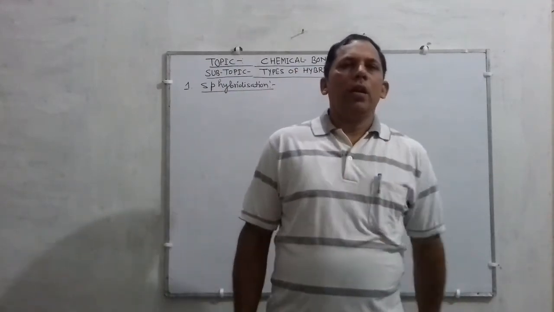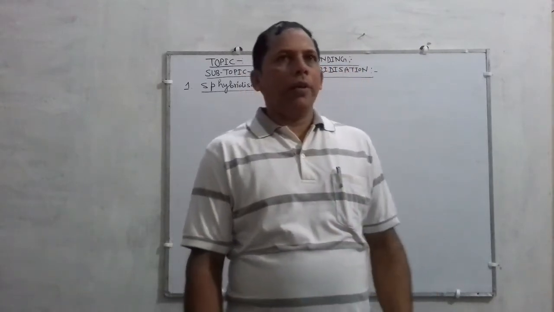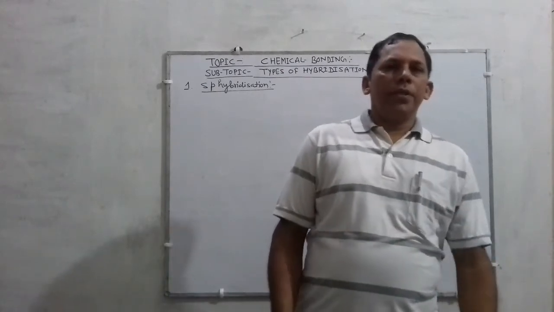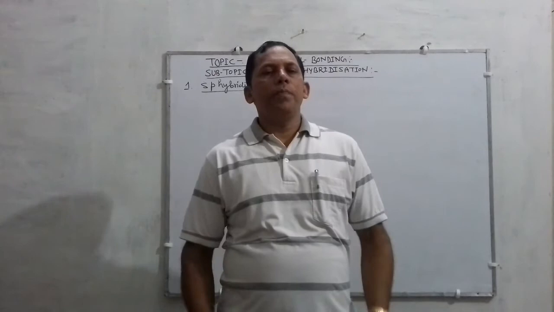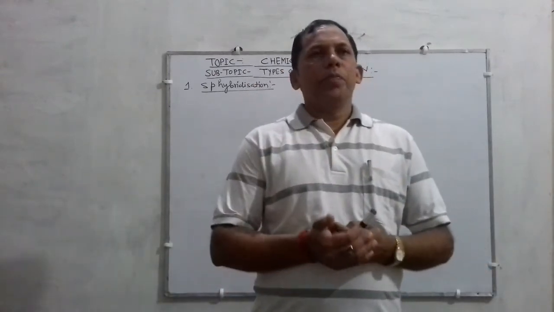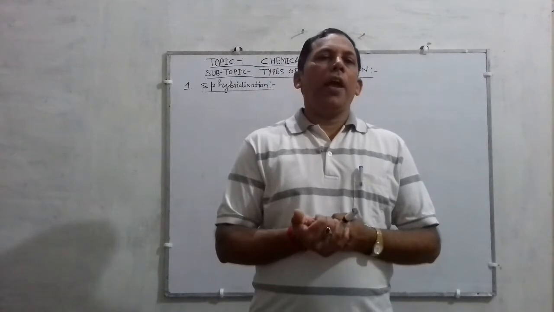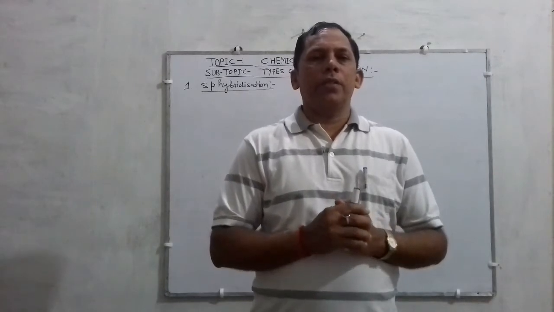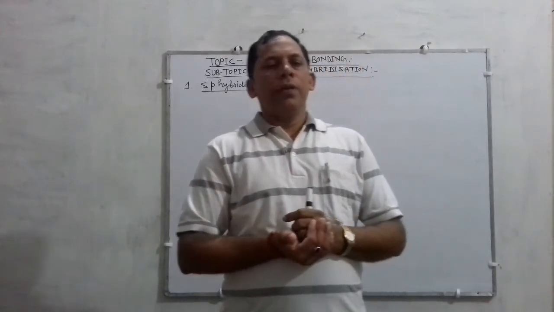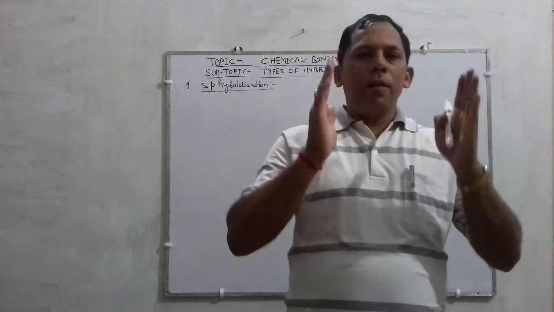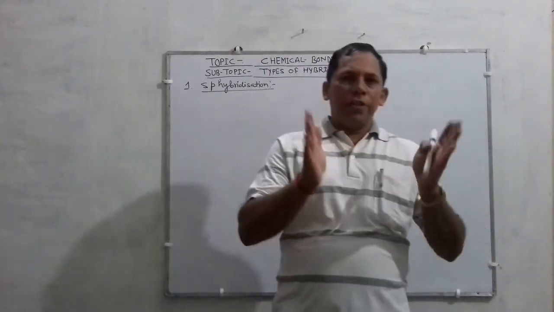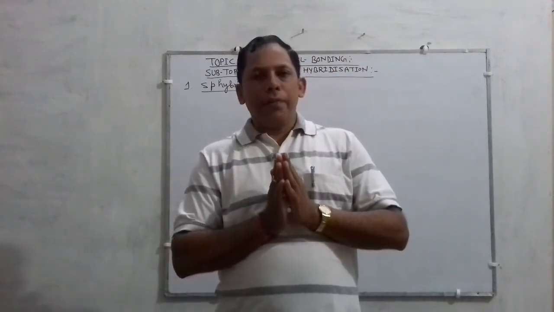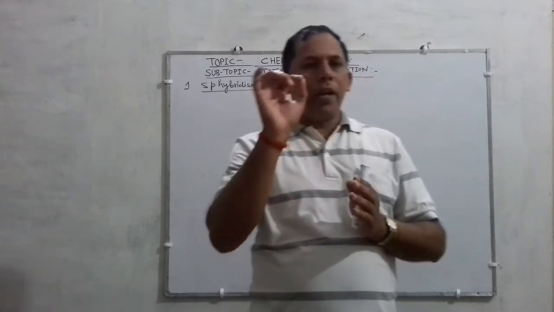Before commencing the types of hybridization, I would like to once repeat the definition of hybridization. Hybridization is the intermixing of orbitals as well as the redistribution of energy among atomic orbitals, leading to the formation of new orbitals of almost equivalent energy. Such newly formed orbitals are called hybrid orbitals, and the phenomenon is called hybridization.